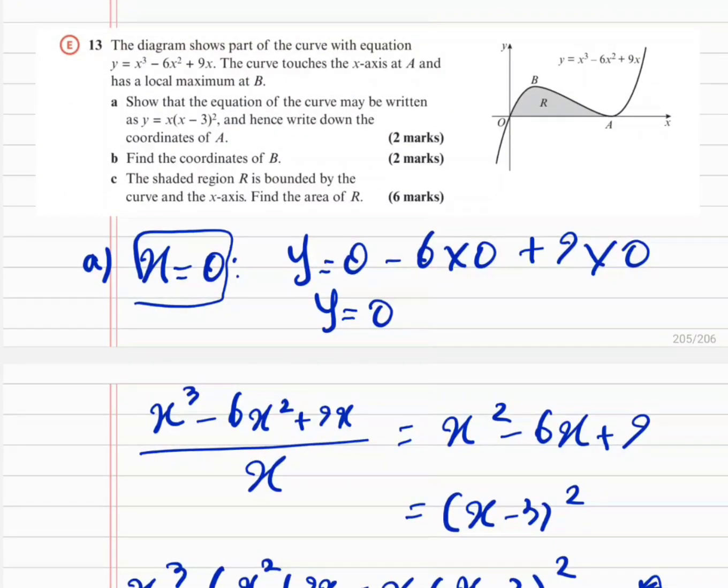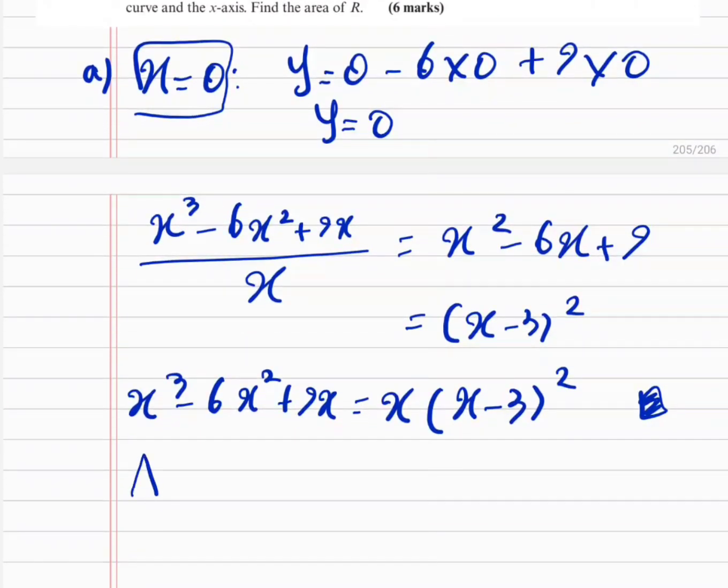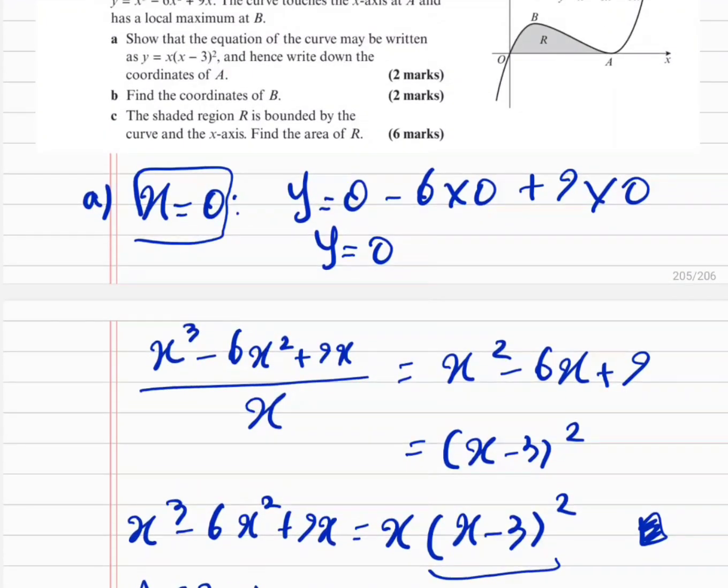And hence, we want to write down the coordinates of A. So A has simply coordinates (3, 0). So as you can see, this part gives us the x coordinate of A.